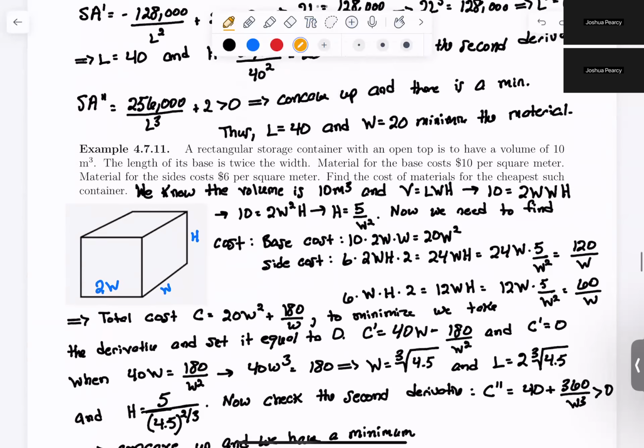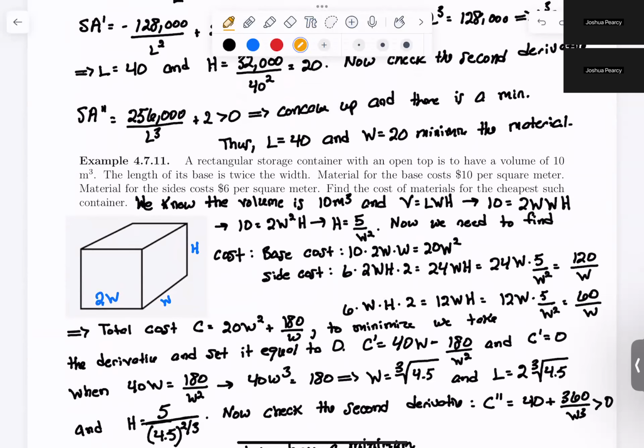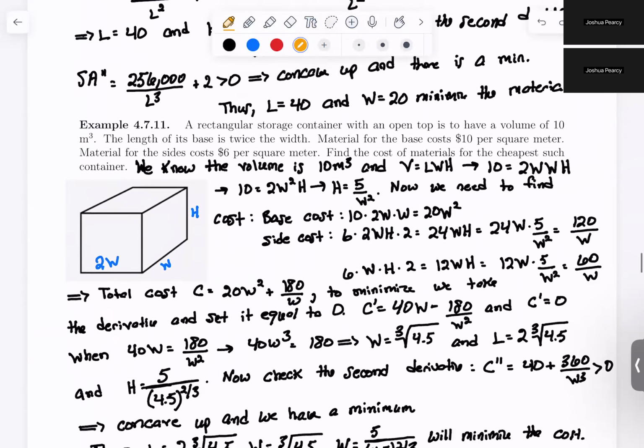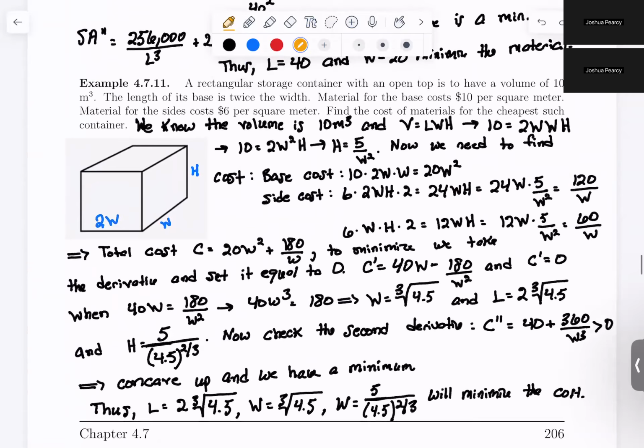So now what we want to do is figure out the cost equations, right? Because we want to find the cost of materials for the cheapest container. So we want to minimize the cost. So this is what we need to actually express in terms of one variable alone. So I know that the base portion costs $10 per square meter, and I know that the area I can find is equal to 2W times W, right? That'll give me the area of the base. 2W times W is 2W squared, and then times the cost, which is 10. So we get the cost for the base is 20W squared.